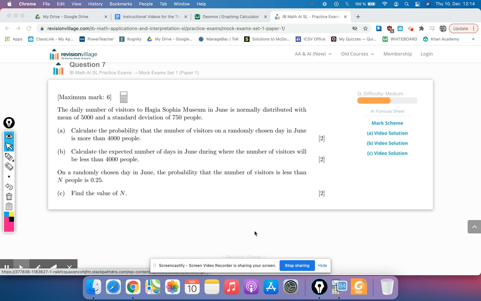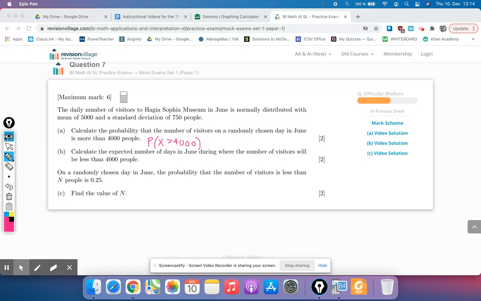So here's a problem where I'm going to show you how to use the normal distribution on your calculator. It tells us in the problem that the number of visitors is normally distributed with a mean of 5,000, standard deviation of 750. In order to calculate the probability that the number of visitors on a randomly chosen day in June is more than 4,000, I'm going to write out my probability inequality. So probability that x is greater than 4,000.